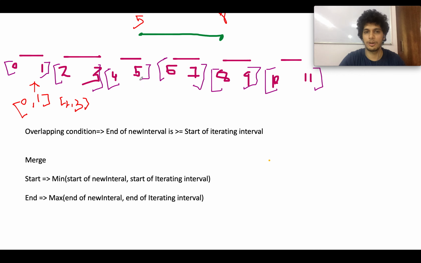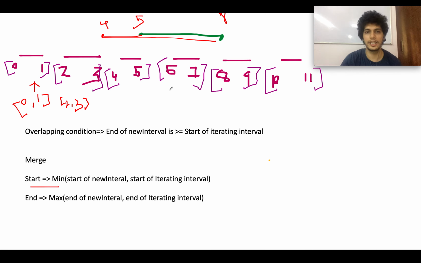And then comes 4 comma 5. 5 is equal to 5. Hence that's an overlapping condition. You need to perform the merge operation. How do you do that? The start turns out to be the minimum of these two, and the end turns out to be the maximum of these two. So the minimum of 4 comma 5 is 4. Hence your merge interval starts from 4 now, and the end is the maximum of 5 comma 8. It remains as it is. So your new merge interval turns out to be 4 comma 8.